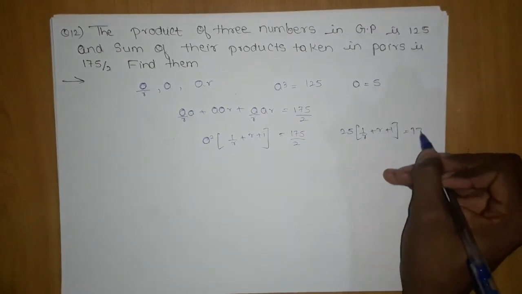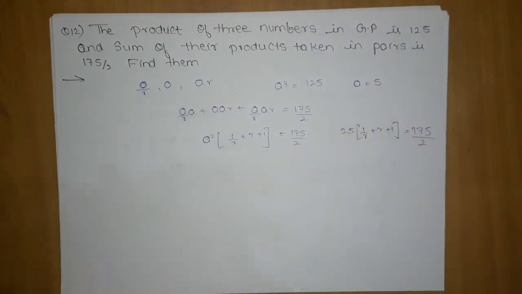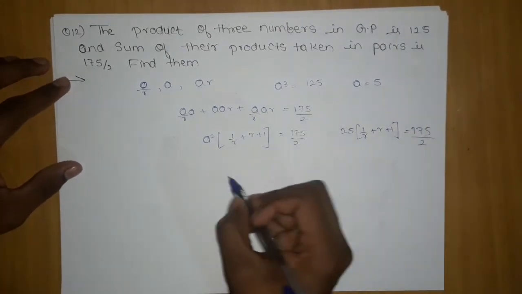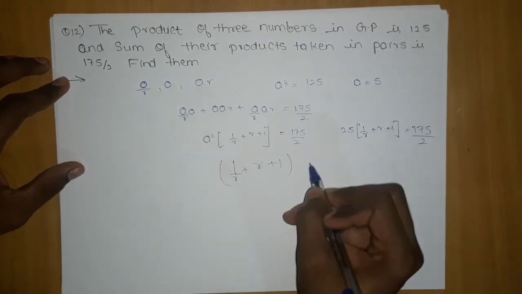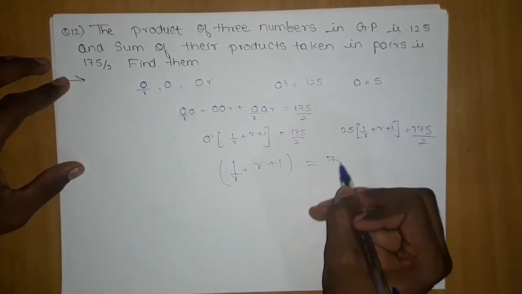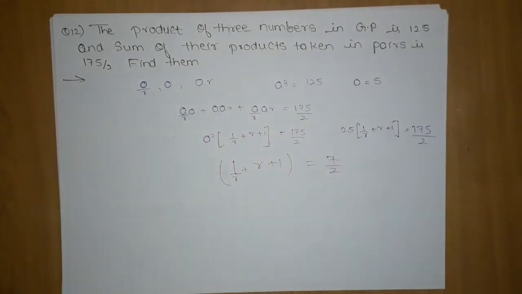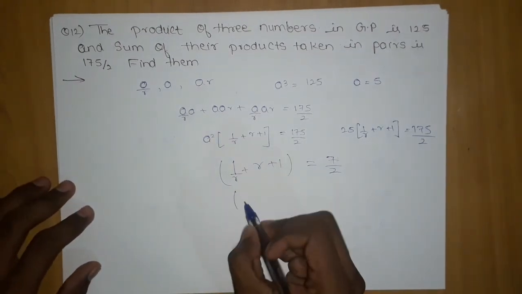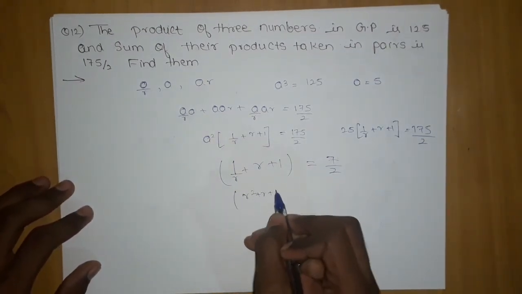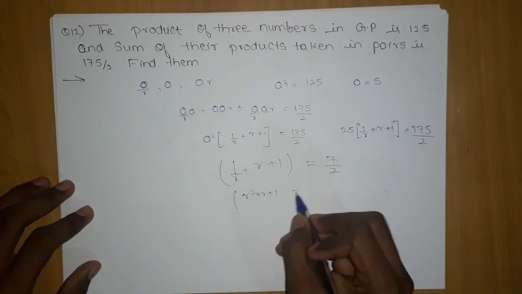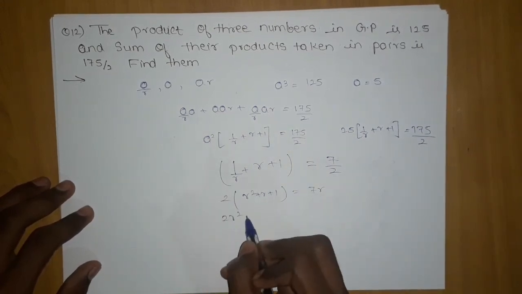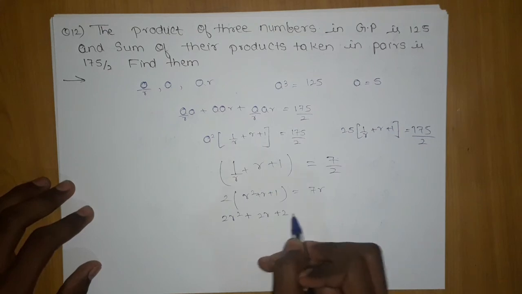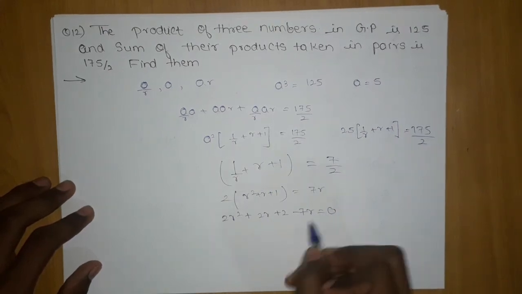Okay, instead of doing the calculation on the spot, let's do it in steps. So this will be 7. So what we get, 1 by r plus 1 equals what? This is 7 by 2. Now if we further do, r square plus r plus 1 equals 7r into 2. This is 2r square plus 2r plus 2 minus 7r should be equal to 0.